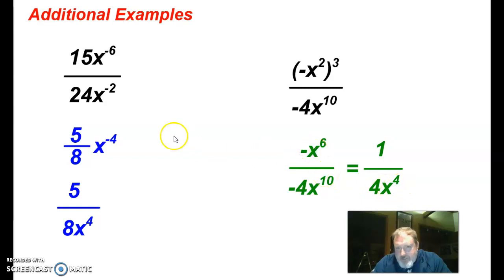So really, think of this as x times x times x, 6 of them up top and 10 of them on the bottom. So 6 of them cancel out. You still have 4 on the bottom. So negative divided by negative is a positive. 6 minus 10 is negative 4. If you have negative 4, you move it to the bottom and make it positive.